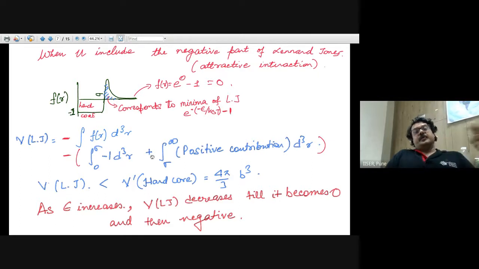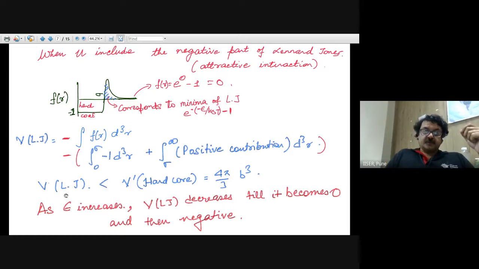The excluded volume is going to be, for the Lennard-Jones case, smaller than the excluded volume for the hardcore repulsion case. The hardcore repulsion case, just to remind you, was 4π/3 b cubed. But the excluded volume with the Lennard-Jones case is going to be smaller than V dash. Now, if epsilon, which is the depth of the potential, increases, then this VLJ will decrease.